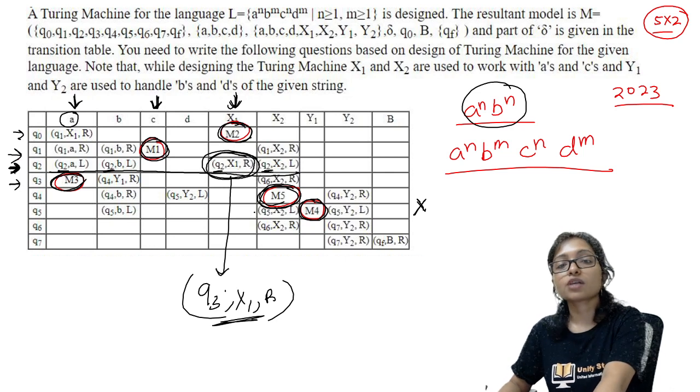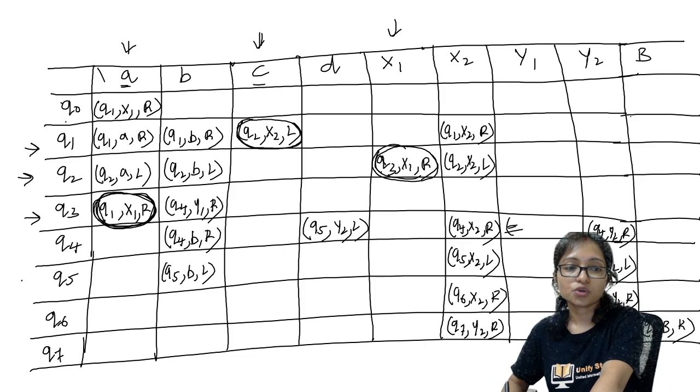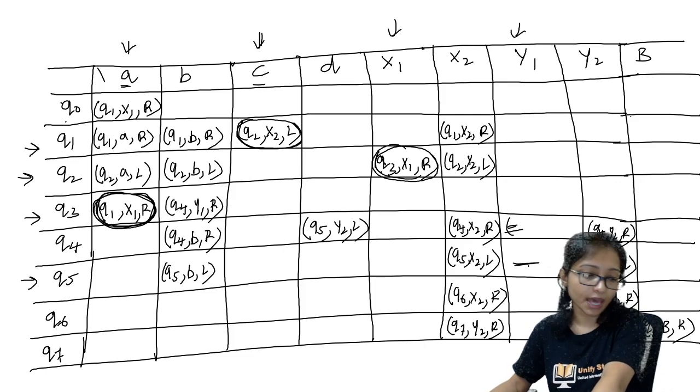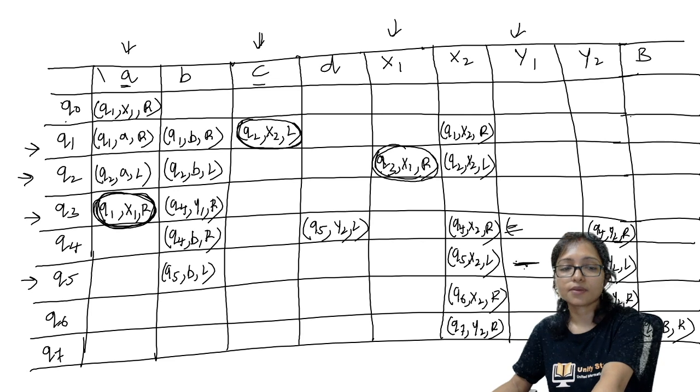But according to us, what will be the value? See that for M4, when you are in Q5 state, you are getting Y1. What should be the value? Q5, you are getting Y1. Actually, nothing will happen here. Q5, Y1, it is nothing. It is an error. So there will be no chance.